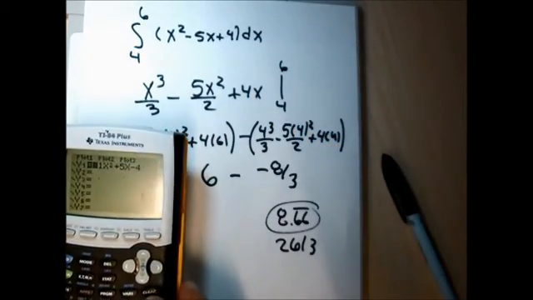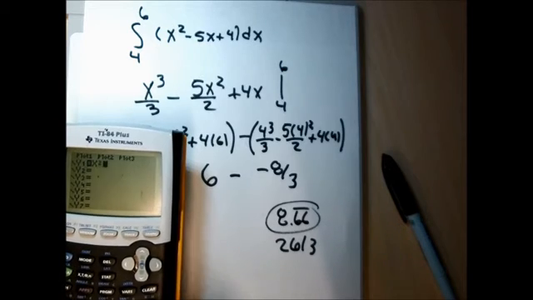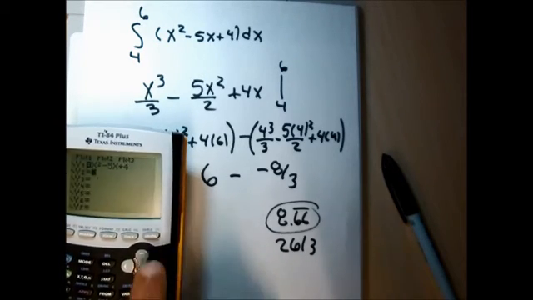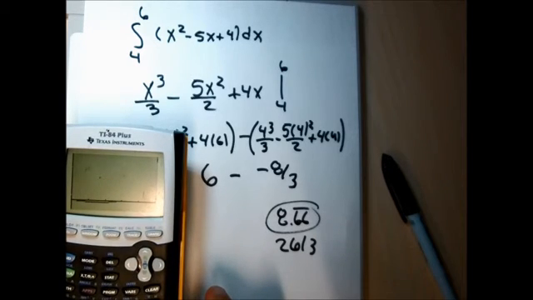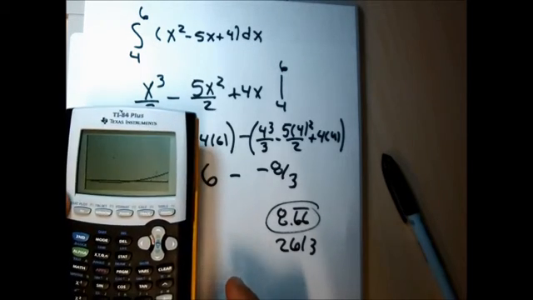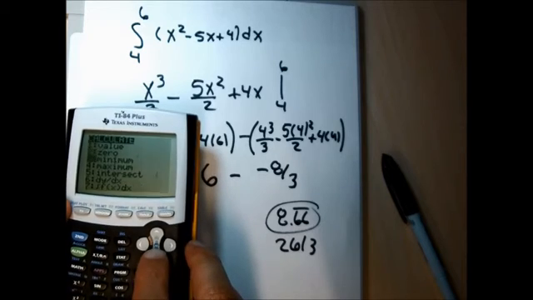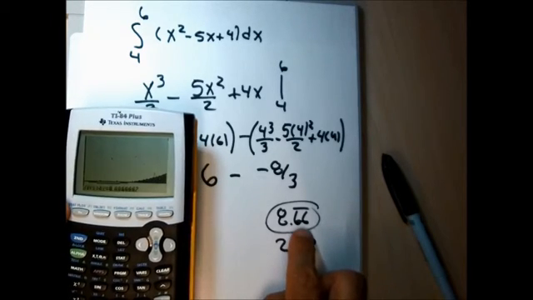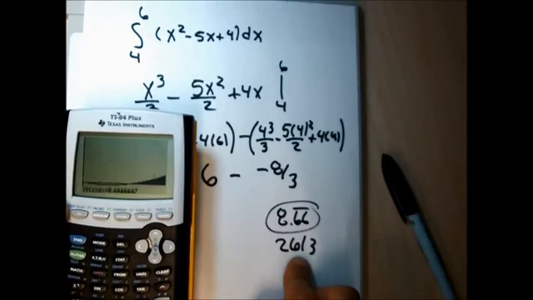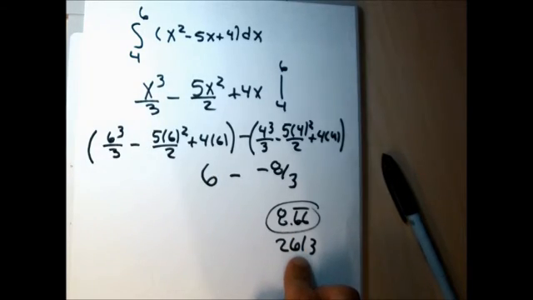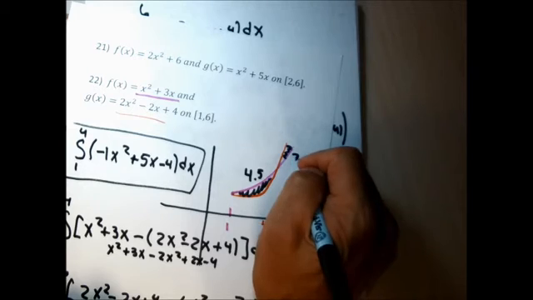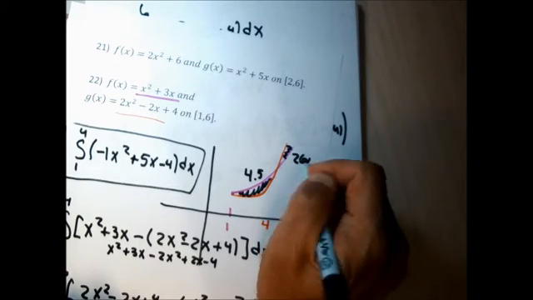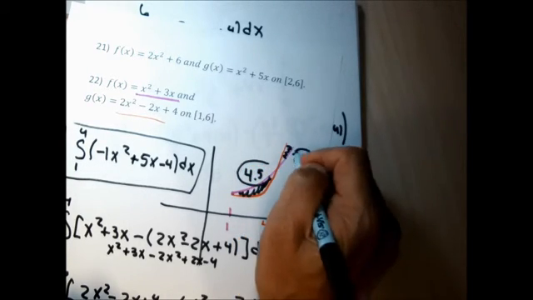So y equals, clear, x squared minus 5x plus 4, graph it, second calc 7, lower limit 4, upper limit 6, better see that number, which I do. So this is the second area that I needed to find. That's this region right here, has an area of 26 over 3. I need to add this area and this area.